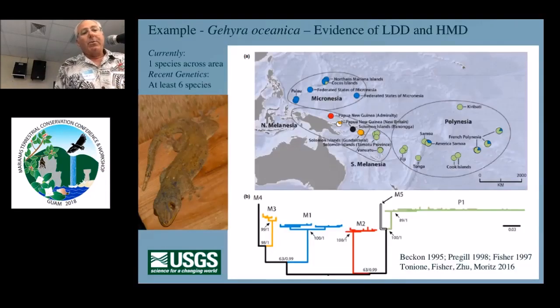So I'm going to just give 3 examples of these different dispersal events and how we kind of filter through them. So this is an example from my thesis work.